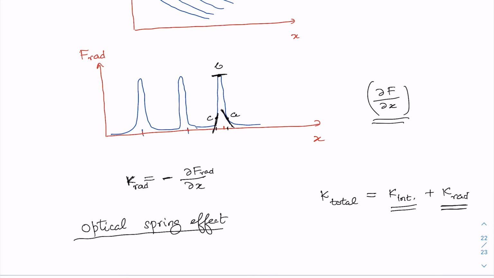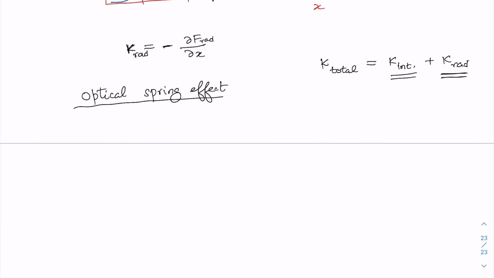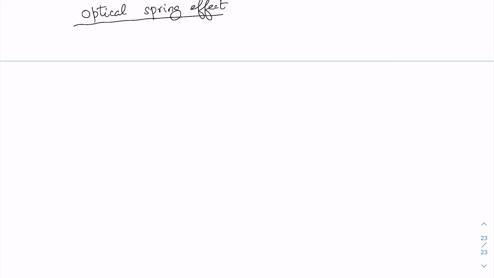In fact, we can understand the optical spring effect from another perspective as well. So let us understand that. It is basically from the concept of potential. We know that the force is the gradient of potential, that is -dV/dx.